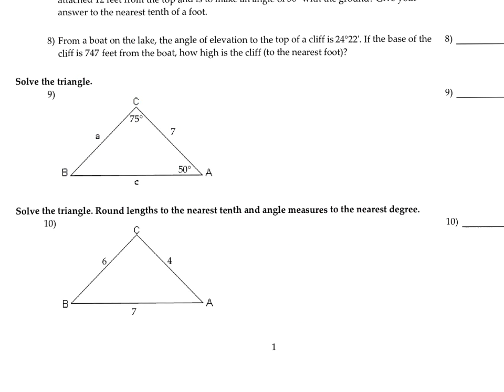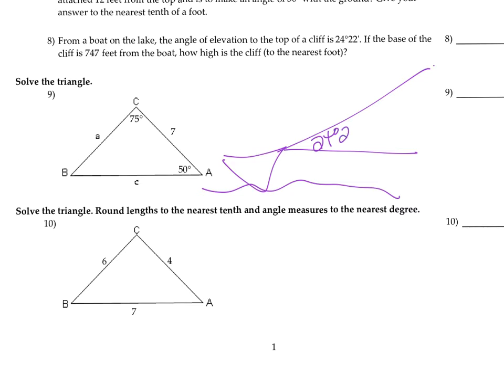Okay, so number 8, from a boat on a lake, the angle of elevation to the top of a cliff is 24 degrees and 22 minutes. So I've got a boat on a lake. From here to the top of the cliff would be 24 degrees and 22 minutes. If the base of the cliff is 747 feet from the boat, how high is this cliff to the nearest foot?